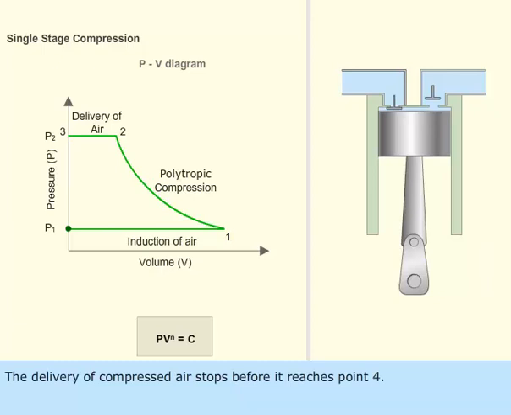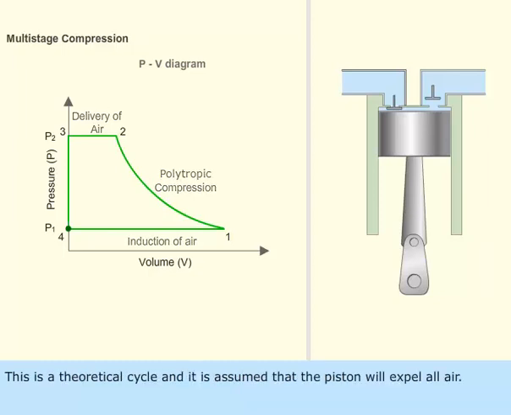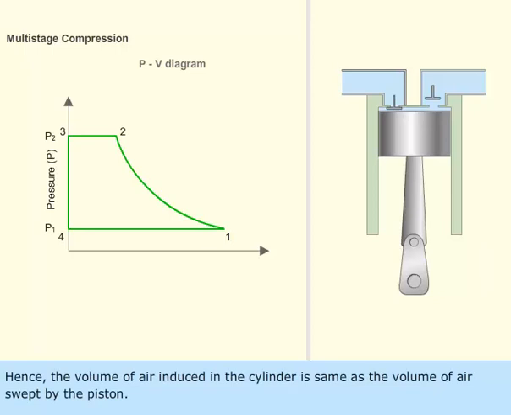The delivery of compressed air stops before it reaches point 4. This is a theoretical cycle and it is assumed that the piston will expel all air. Hence, the volume of air induced in the cylinder is the same as the volume of air swept by the piston.